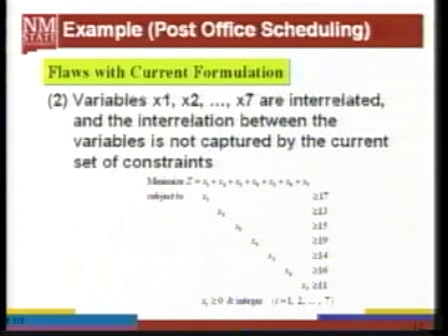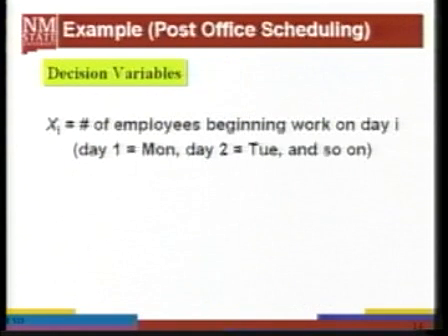And the key to correcting the current formulation is to realize that our major concern is not how many people are working on each day, but rather how many people begin work on each day of the week, right? So with this in mind, we can define the decision variable x of I like this. That is, x of I is the number of employees who start to work on each day I.